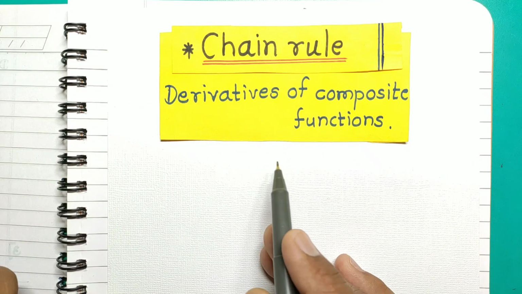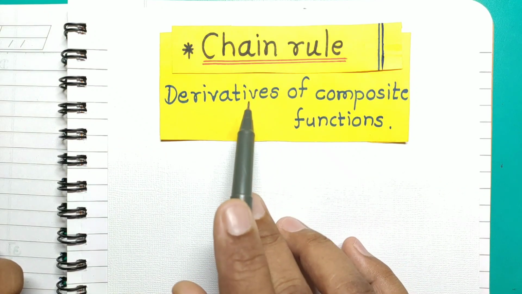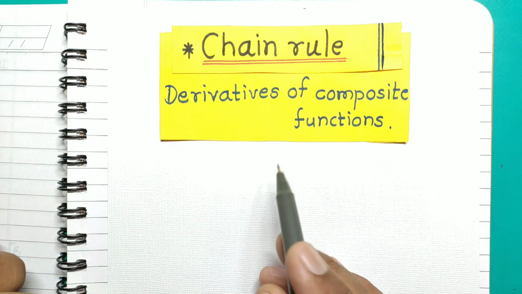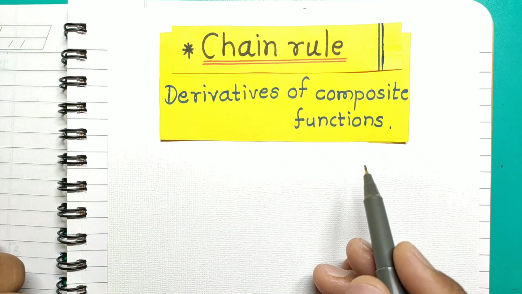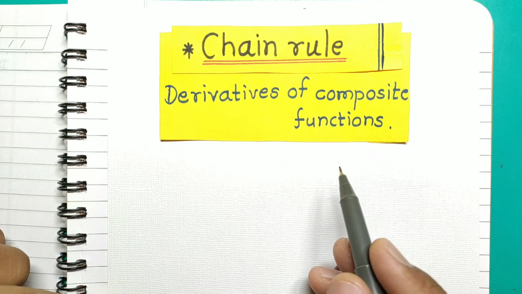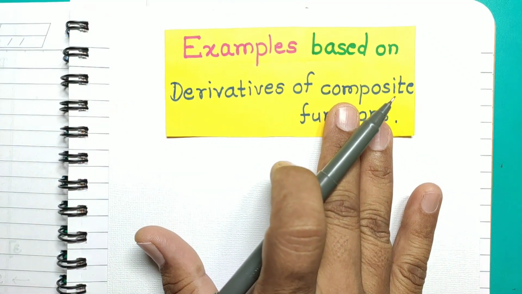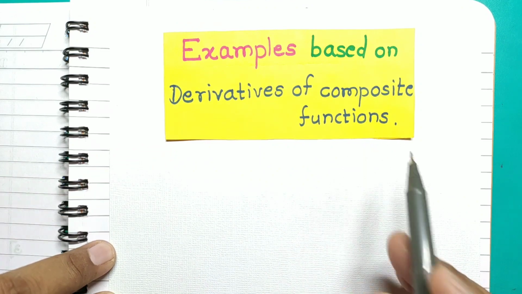Hi students, in the previous session we have discussed the chain rule to find derivatives of composite functions. I have given the link for that video in the description box given below. Now in this session we are going to solve some more examples based on derivatives of composite functions.